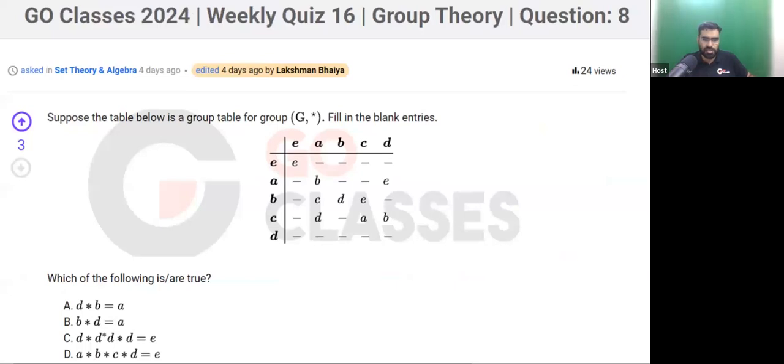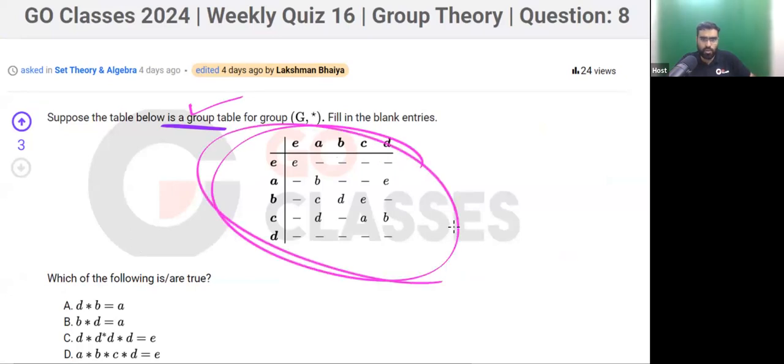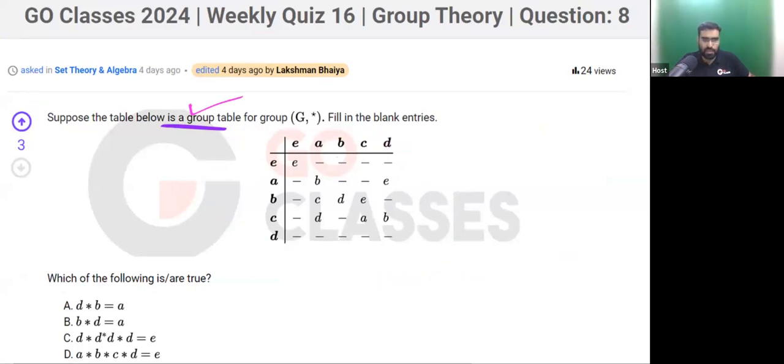Let's see this question. This is very simple. You can do it very easily, because again you have a group table. You have to complete this Cayley table. So this group table is given to you. Now, first you fill it. First, tell me one thing: what can be the identity element?